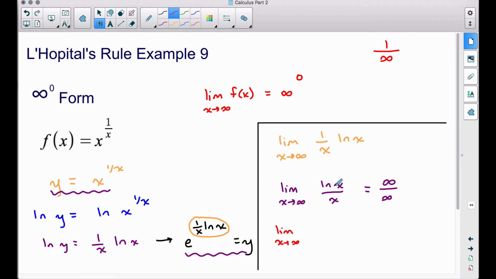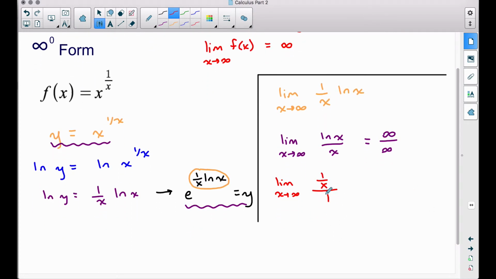So taking the derivative of the top, the derivative of natural log of x is 1 over x. The derivative of x is 1. And since we are dividing by 1, we can ignore that now. Therefore, we have the limit as x gets big of just 1 over x. This should sound familiar because as x gets big, 1 over a really big number, this limit here is going to be 0. However, this is not our answer.